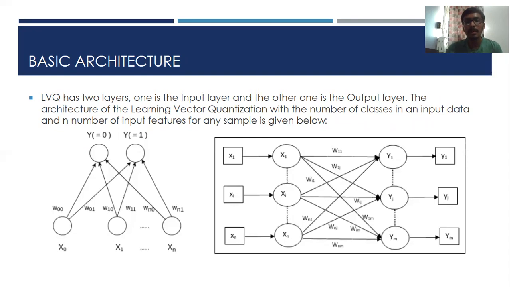So basically the parameters which we'll be using in LVQ training process are x, which is the training vector, t, which is the class for training vector x, wj, which is the weight vector for jth output unit, and cj, which is the class associated with the jth output unit.